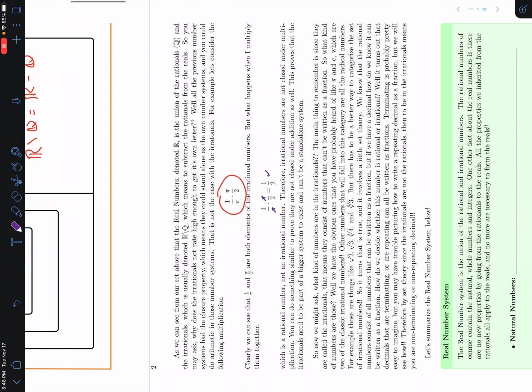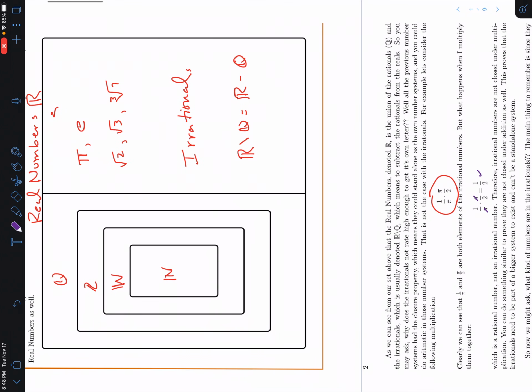Because, for example, what if I took these two numbers, 1 over pi and pi over 2, and I said, what happens if I multiply these two together? Notice I end up getting 1/2 as my answer, which is pretty clear because the pi's are just going to cancel out. But 1/2 lives over here in the Q's. So even though 1 over pi and pi over 2 both live on the irrational side, when I multiply them together, they don't land inside the set.